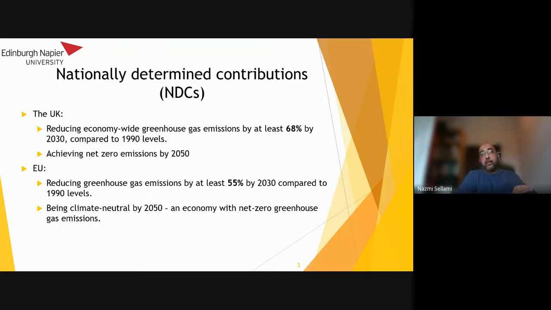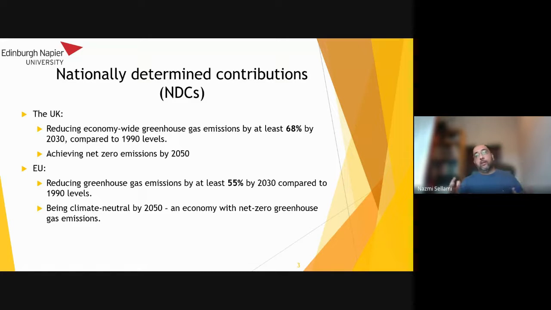The target for the UK is to reduce greenhouse gas emissions by at least 68% by 2030, just in 8 years, in comparison to 1990 levels, and to achieve net zero emission by 2050. The European Union is slightly lower, with a reduction of 55% by 2030, the same year in terms of target, and the same for 2050. Here they don't call it net zero, but being climate neutral.